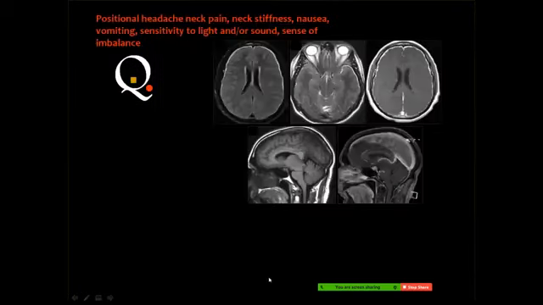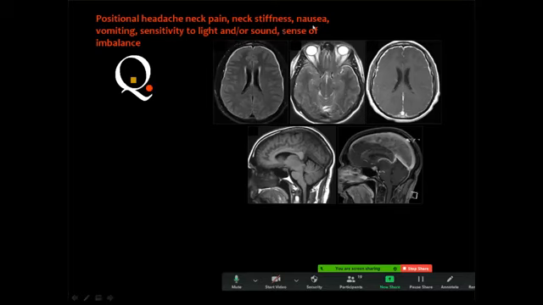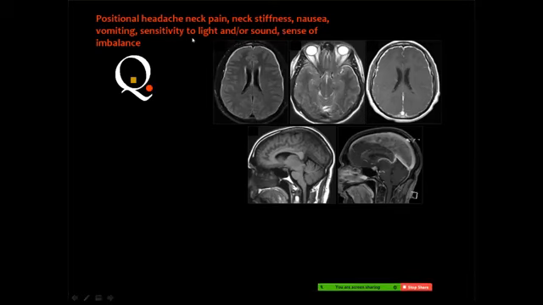Then this patient had a classic history of positional headache, neck pain, neck stiffness, nausea, vomiting, sensitivity to light or sound, and sense of imbalance. Meningitis. Leptomeningitis. No. Venous thrombosis. No. Intracranial hypotension. Yes, this is right. And this is intracranial hypotension.